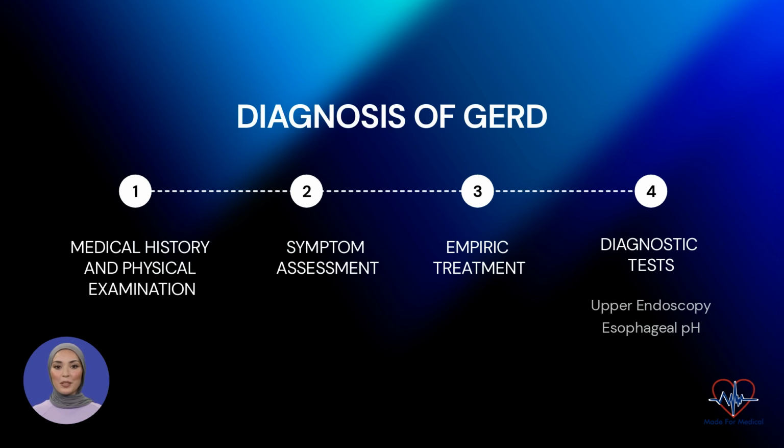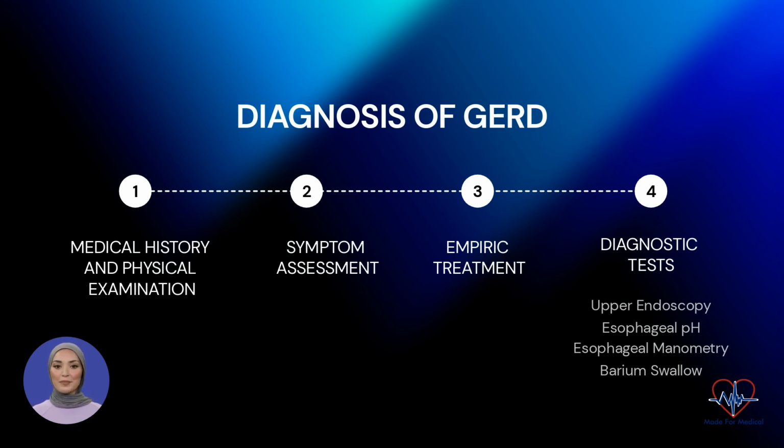Esophageal pH monitoring. This test measures the pH level in the esophagus over a 24-hour period. It can help confirm the presence of acid reflux and assess the frequency and duration of reflux episodes. Esophageal manometry. This test evaluates the function and coordination of the esophageal muscles. It can identify motility disorders that may contribute to GERD symptoms.